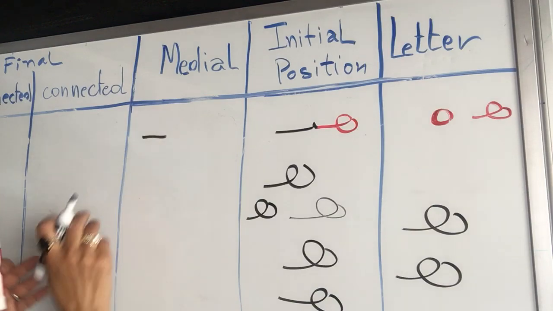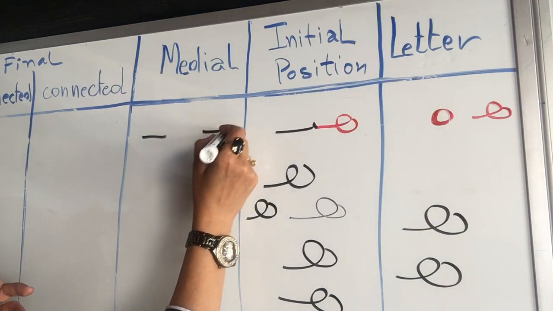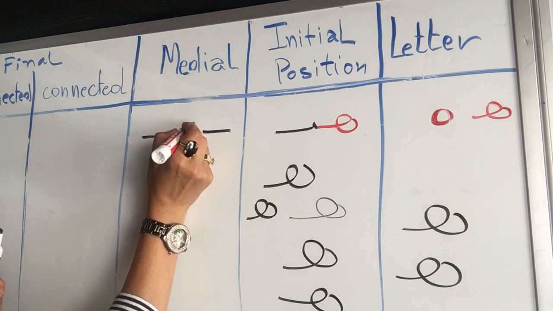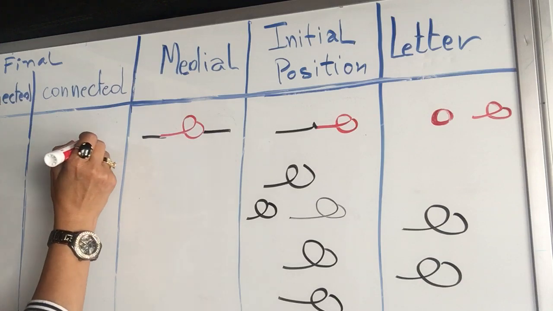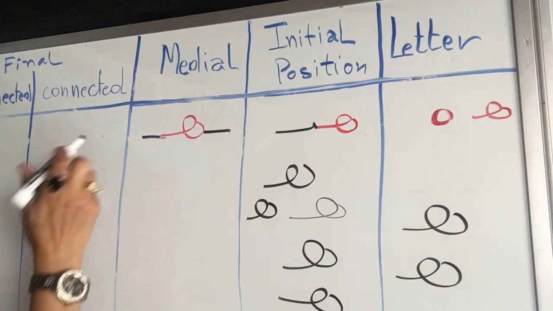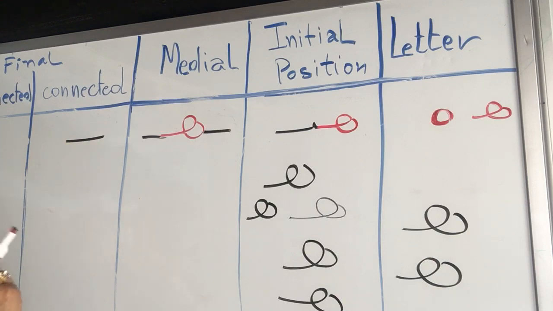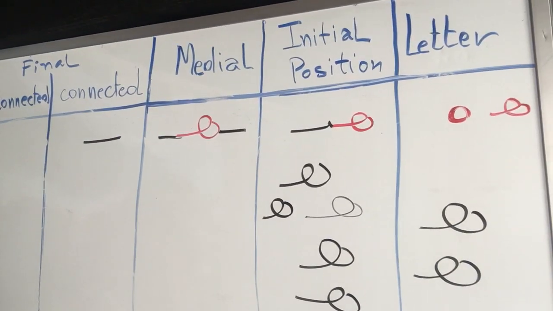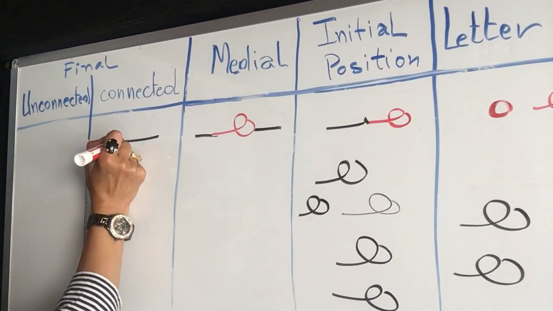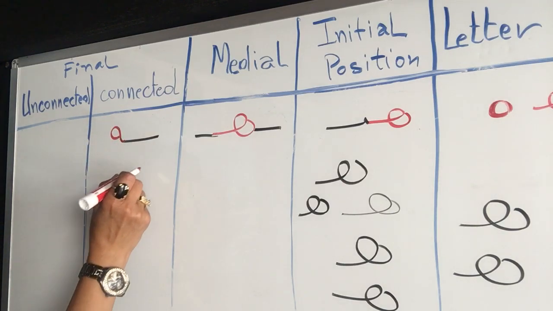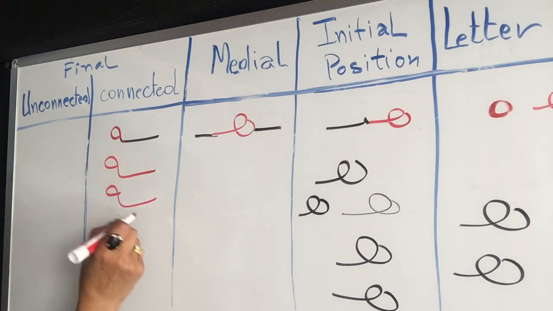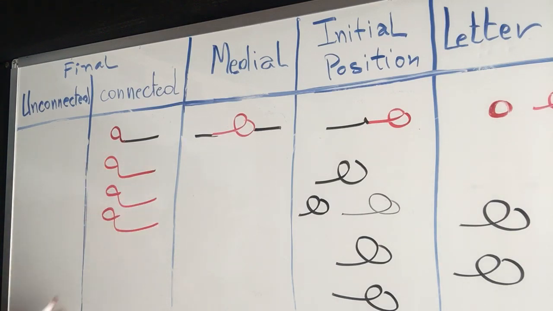Ha in the middle of a word is going to be the same shape. Ha at the end, connected. Look how it's going to be. Straight, and because it's connected, it's going to go up and like that. See? Like this. This is ha connected.